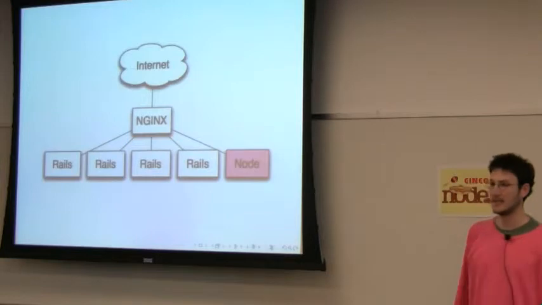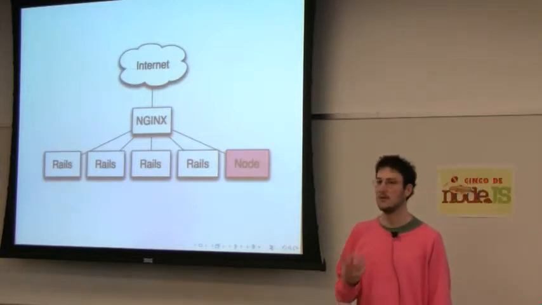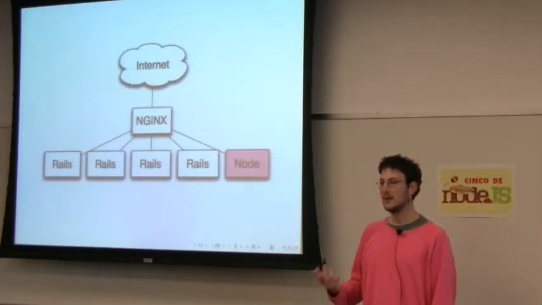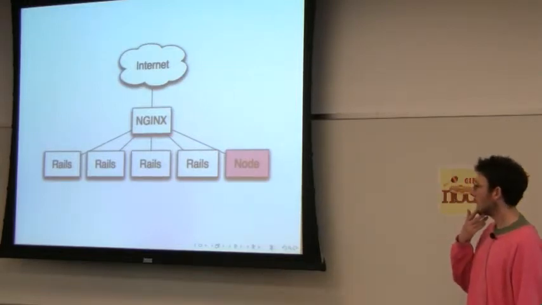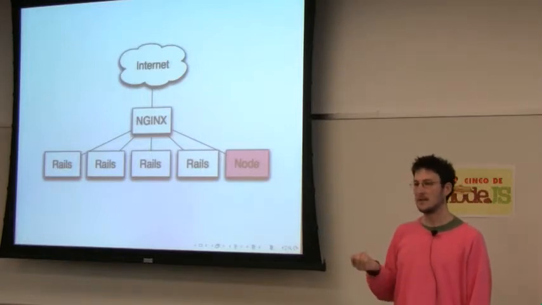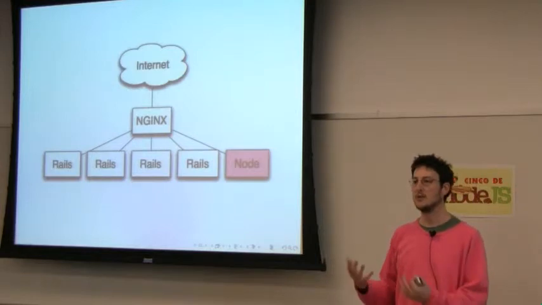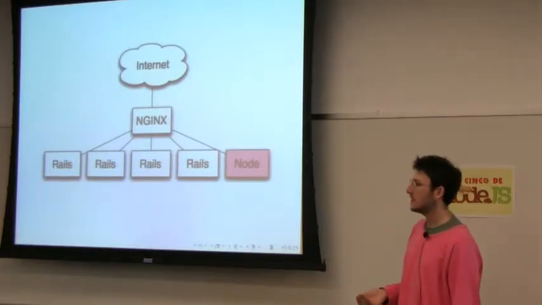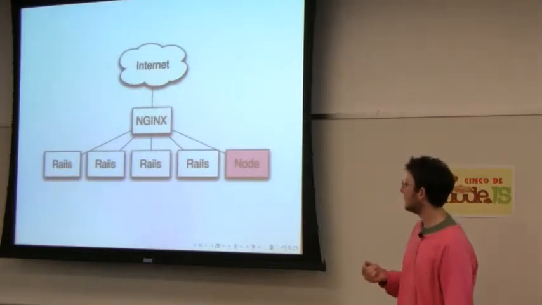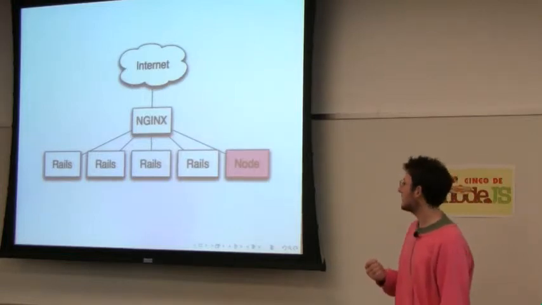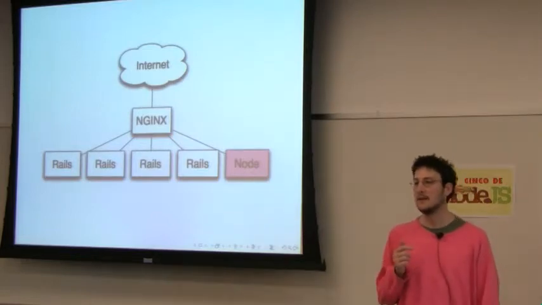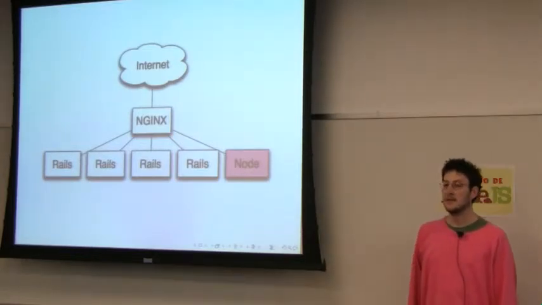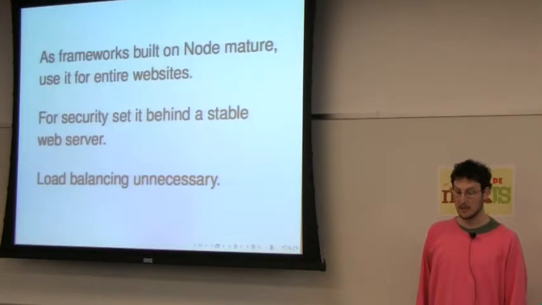And so maybe it looks like this, where you have your front-end load balancer like Nginx, or I guess you guys use Apache here. And then you load balance across a bunch of Rails processes, because these Rails processes are very slow, and so you have to do this to achieve any sort of good response times. And then maybe you just throw in a node process on the side to do some little real-time application.